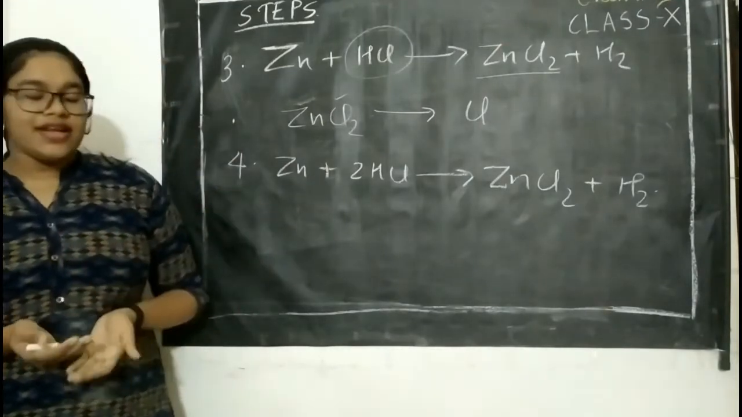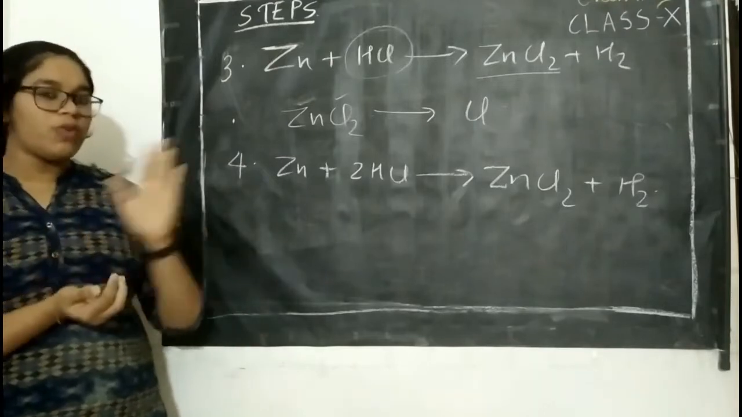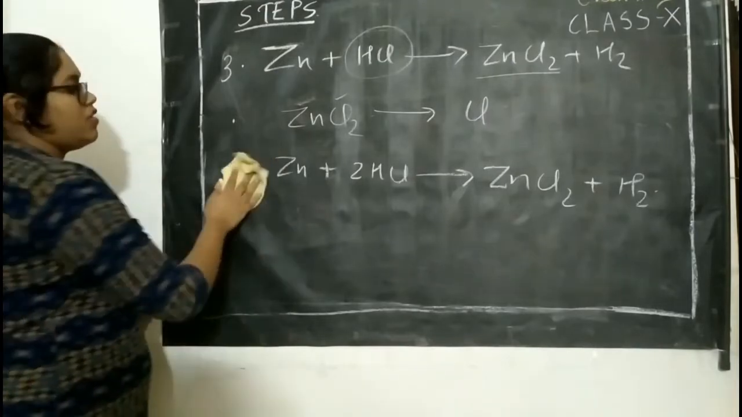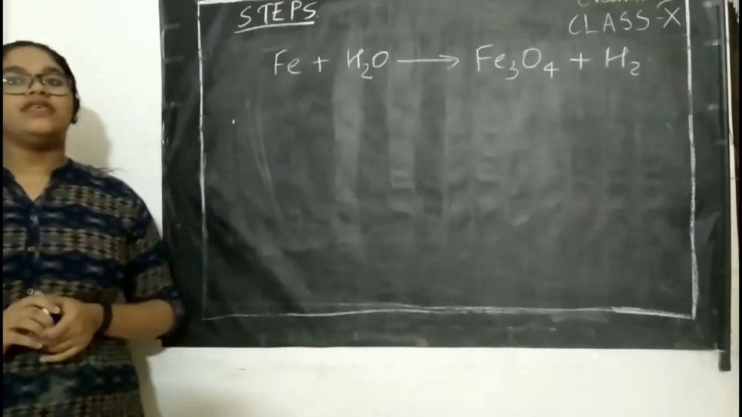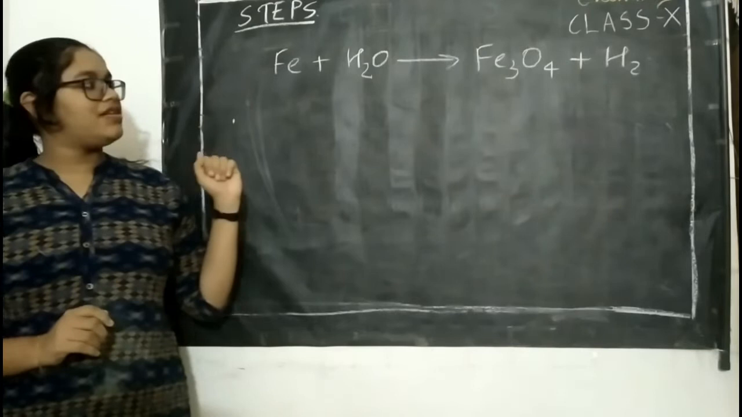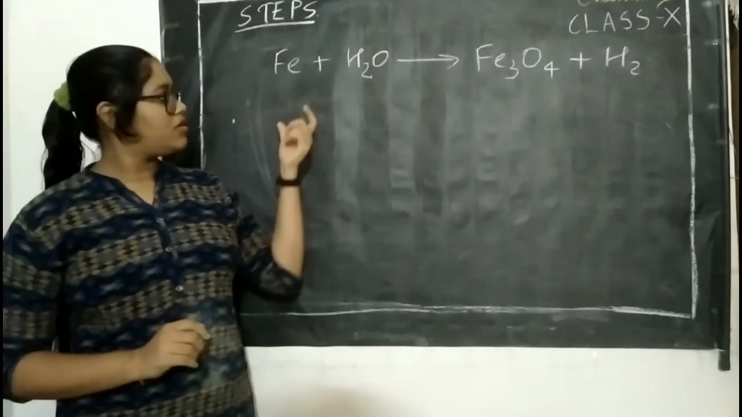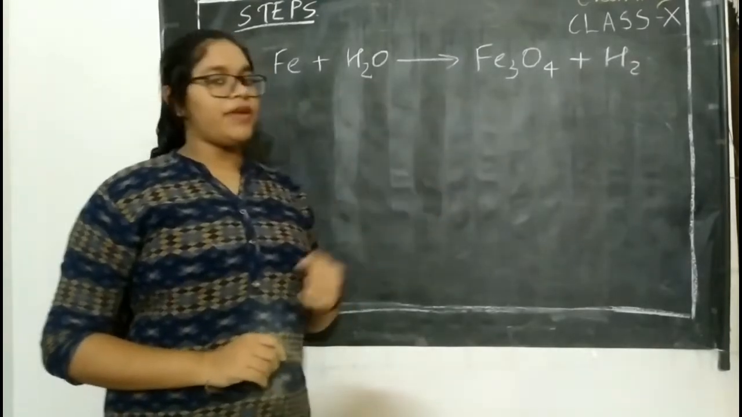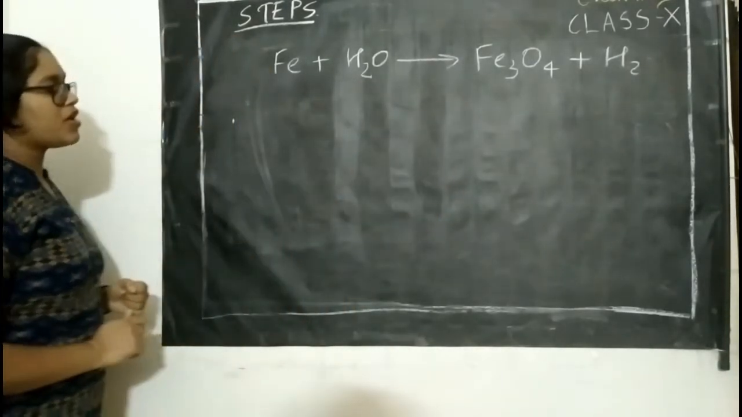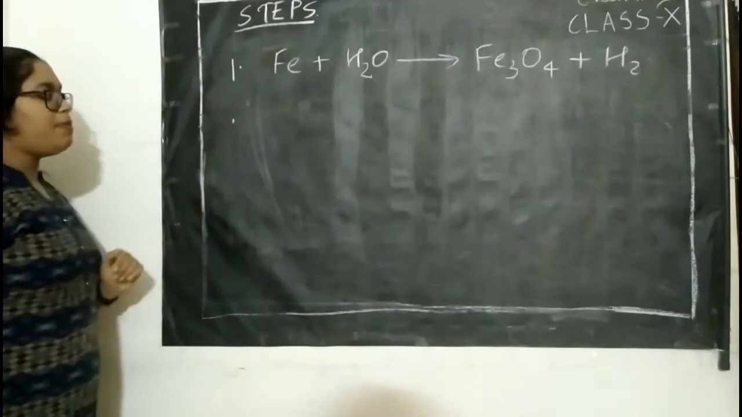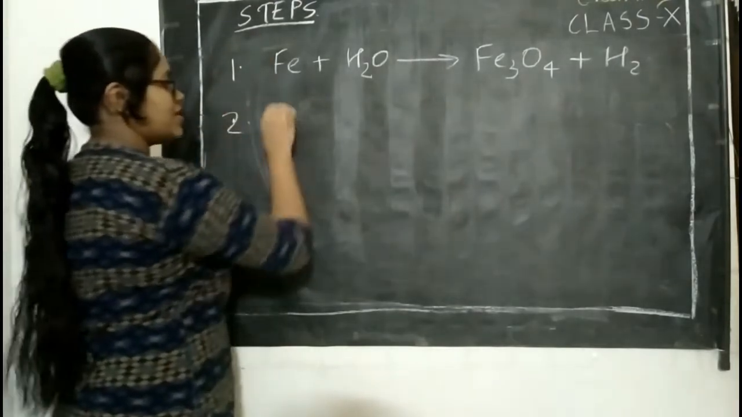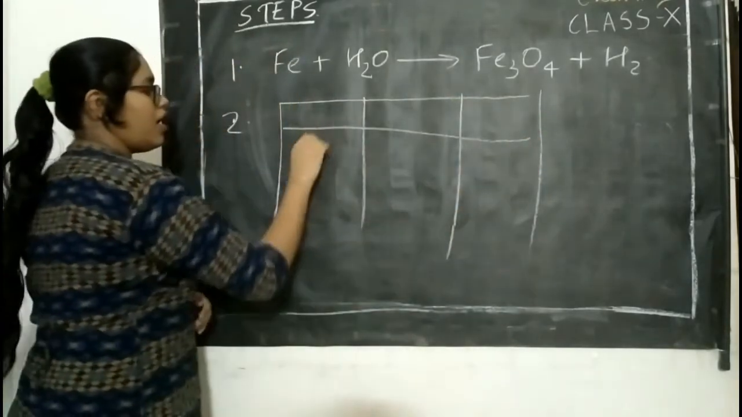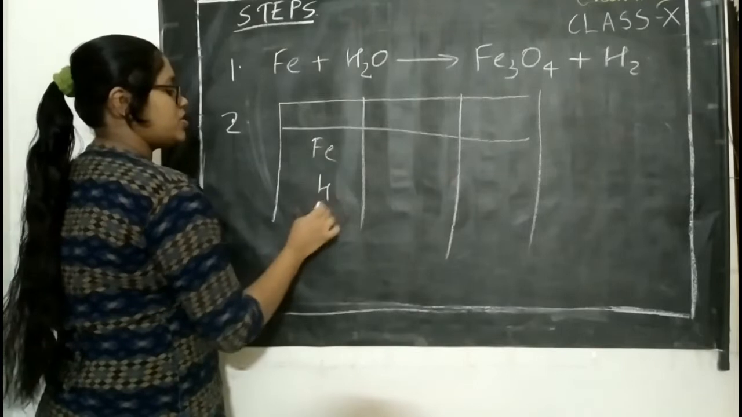Now we will consider another example where we have to spend more steps to balance. We will move on to that. So we will consider this reaction. Here we have iron reacts with H2O to form Fe3O4 and hydrogen gas. So this is our first step, and as usual our second step. Draw the table, 3 columns, iron, hydrogen, oxygen.